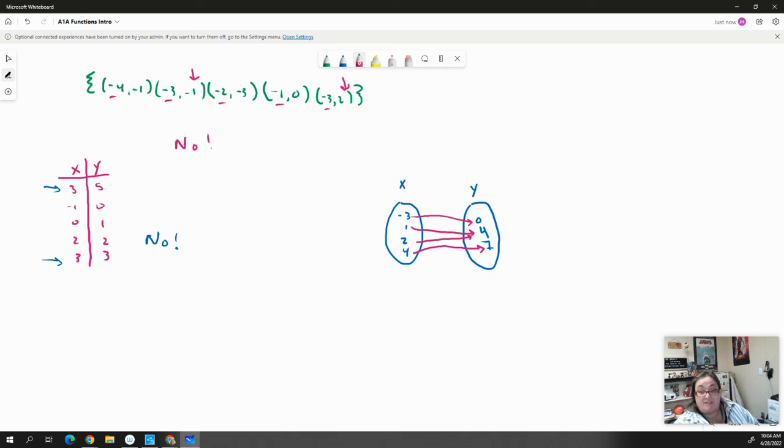If I have something like this, this is a function, right? I have no repeating X values in here, right? And when I look at what my X values map to, they only have one output. There's nothing in here that maps to more than one of my Y values. Now, 1 and 2 both map to 4, but that is okay as long as 1 only maps to one thing and 2 only maps to one thing. It's absolutely fine. So yes, this would be a function.